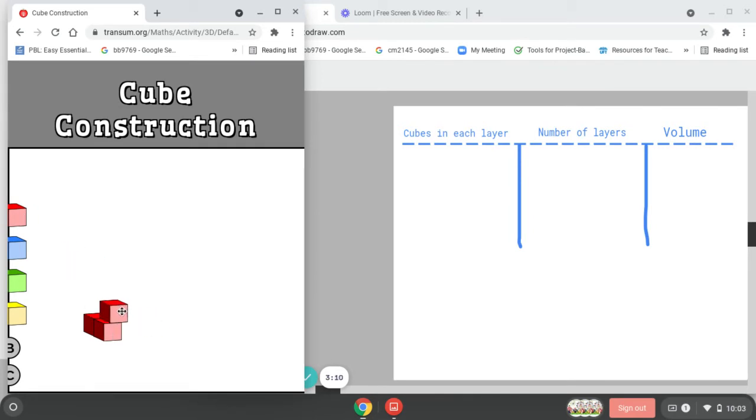So I'm going to create a figure where my first layer is going to have 12 cubic units. Pardon me for my slow construction. Okay, so here we have one layer of 12.